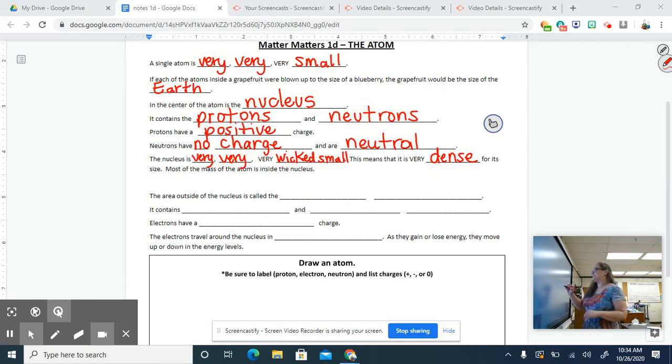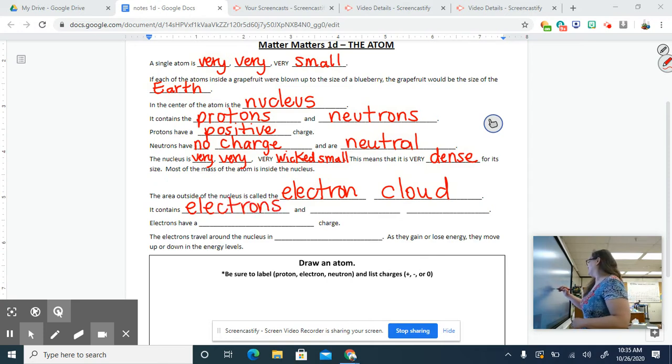The area outside of the nucleus is called the electron cloud. It contains electrons, magnetic fields, and empty space. So really electrons and empty space are what you need to know. Electrons have a negative charge. So back to our mnemonic, protons are positive, neutrons are neutral, and electrons are so negative, oh my God. Okay, one more time. Protons are positive, neutrons are neutral, and electrons are so negative.